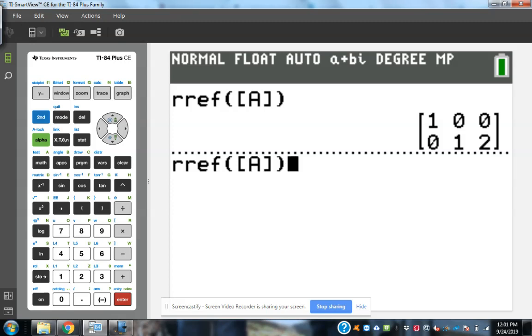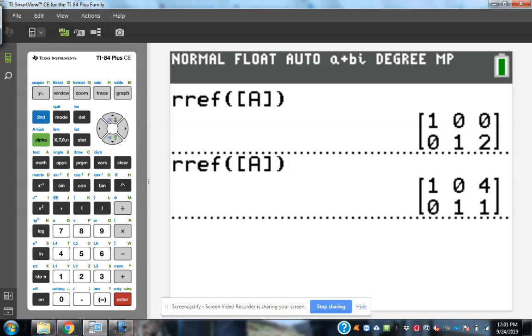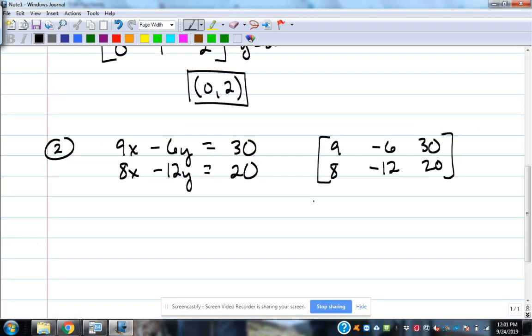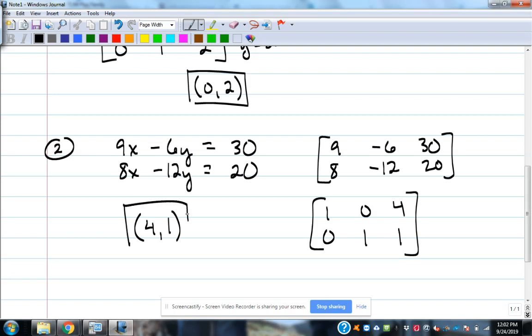So the RREF command, it says matrix A. It's going to do the matrix A that I put in there now. The other answer is from one that was in there before. Crank that out. We get 1, 0, 4, 0, 1, 1. What's our ordered pair? 4, 1. That first row tells you what X is. That second row tells you what Y is. Not too bad. Pretty easy, right?